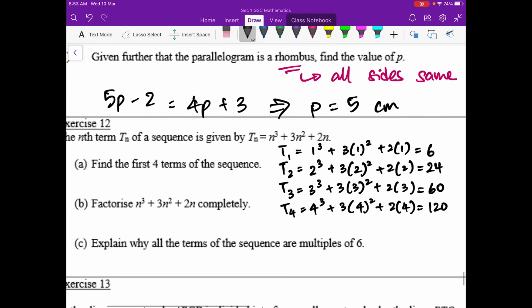Okay, then the next part, factorize n cubed plus 3n squared plus 2n completely. There are 3 terms involved. We are going to use the multiplication frame. But before that, same thing, look for common factors first to simplify your work. So n cubed, n squared, n. Yeah, n is a common term. So this gives me n times n squared plus 3n plus 2. Then factorize out whatever is in this big bracket with your multiplication frame. n plus 2, n plus 1.